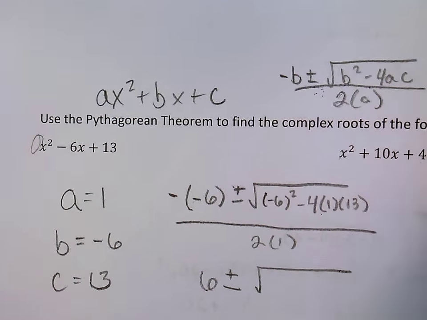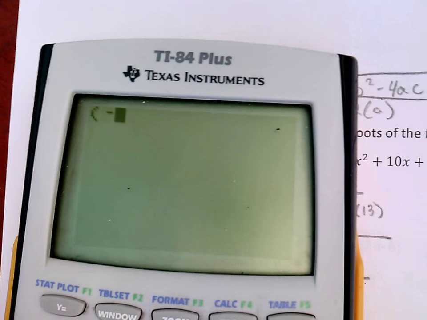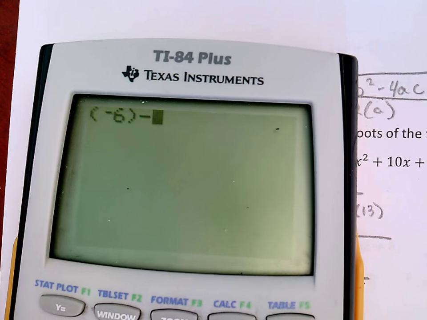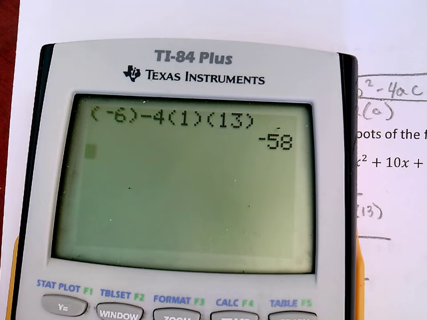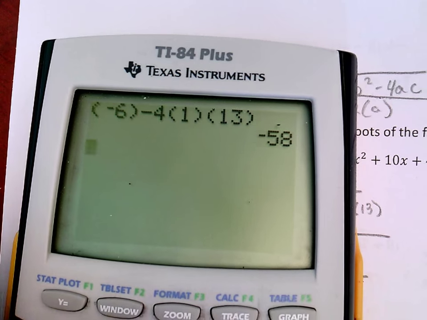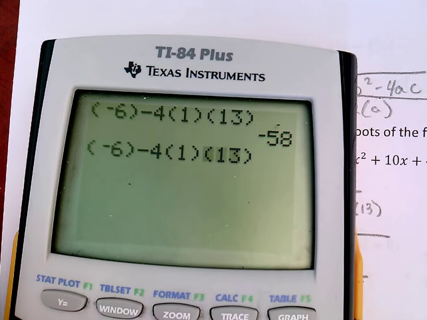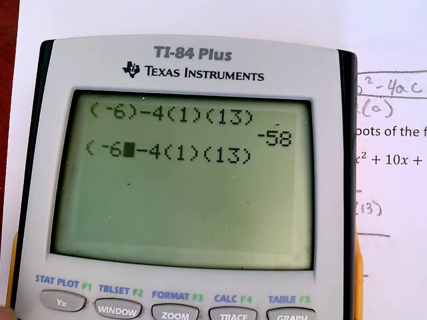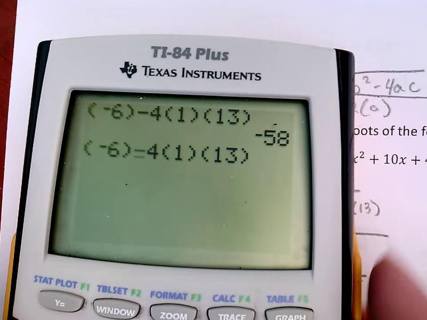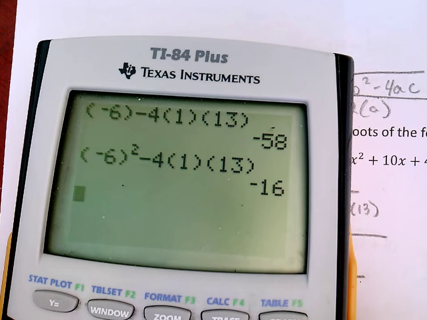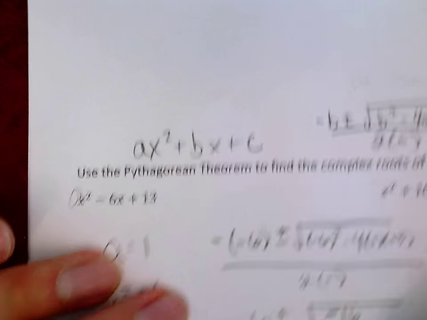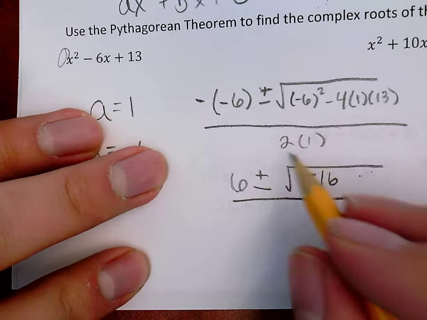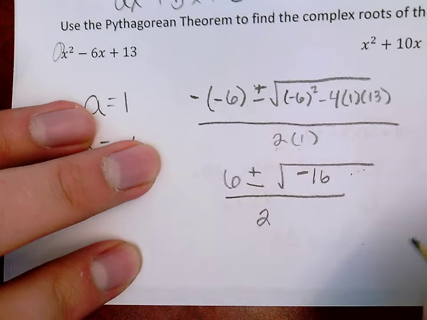Now I'm going to put this part in my calculator, parentheses and all. So what I'll do is I will put in negative 6 minus 4 times 1 times 13. That gives me negative 58. Now, I made a mistake. What you'll notice is that I forgot the squared portion right here. So if I press second insert, I can just put the squared there, and everything should be out. Now, that's the number I actually wanted, which was negative 16. So I'm going to put negative 16 right here, and put this all over 2 times 1, which is 2.